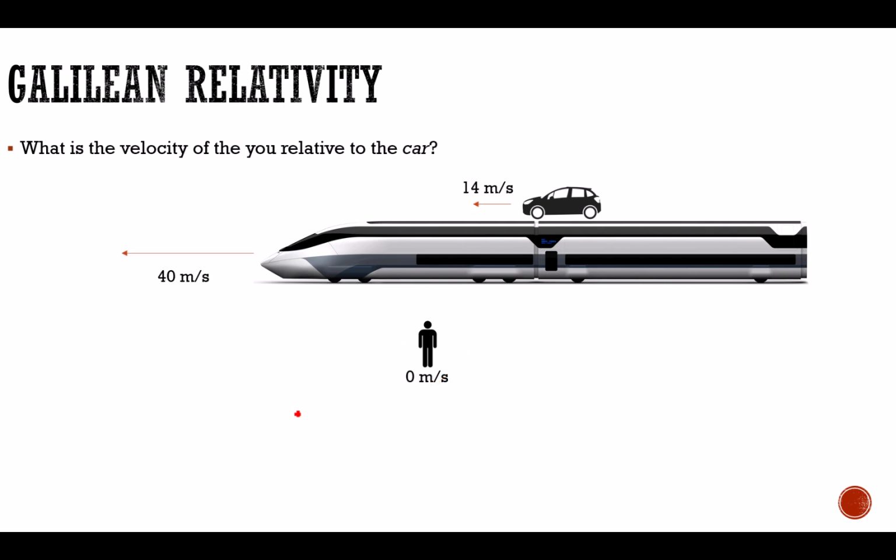All right, now I have a question. What is the velocity of you relative to the car? And for similar reasons I mentioned earlier, you are moving 40 meters per second to the right relative to the train, but also additionally 14 meters per second to the right relative to the car. So to a person in the car here, they would see you moving in the opposite direction at 54 meters per second.